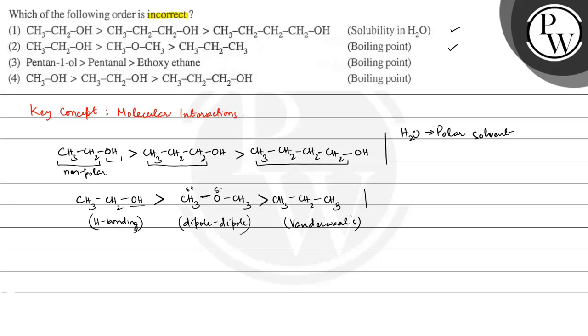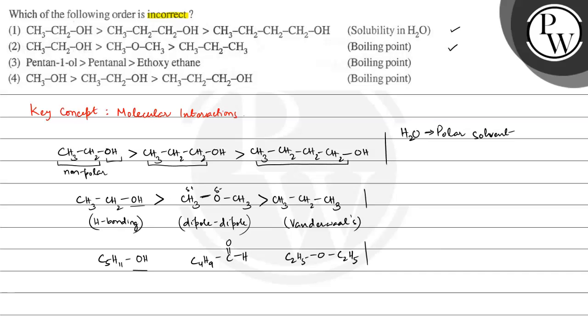If we check option number 3, then this is pentanol, pentanal and ethoxyethane. So अगर हम pentanol को देखें, this is C5H11OH. If we talk about pentanal, then this is C4H9CHO, C double bond O. And if we talk about ethoxyethane, this is C2H5OC2H5. Alright, now इसमें भी हमें boiling point compare करना है.